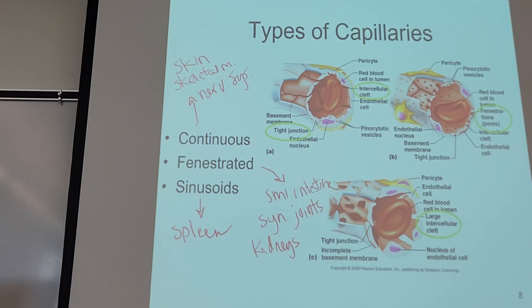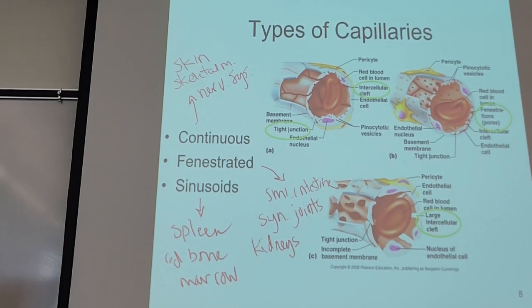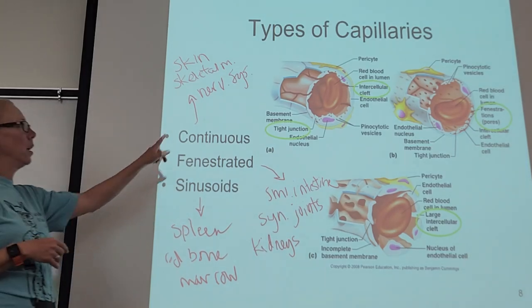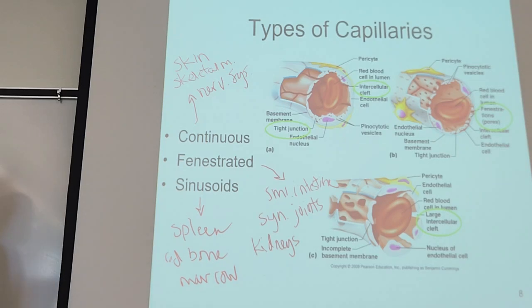Okay? So another place in the body is your red bone marrow. What do you make in your red bone marrow? Blood cells, right? So you make new blood cells. So you want new blood cells to go back into the bloodstream. So you want big gaping holes there for large volume exchange. Okay? The most common capillary in the body is continuous. Okay, that's the most common type.